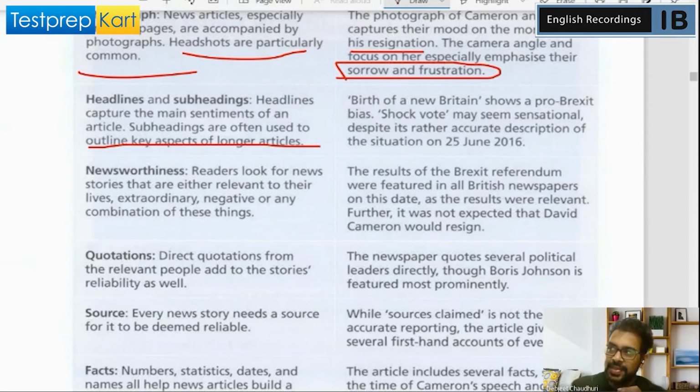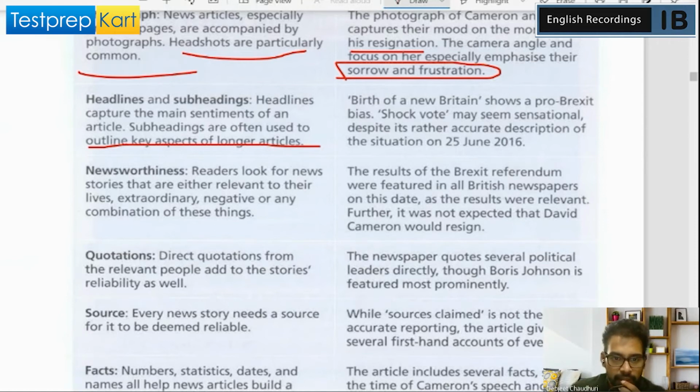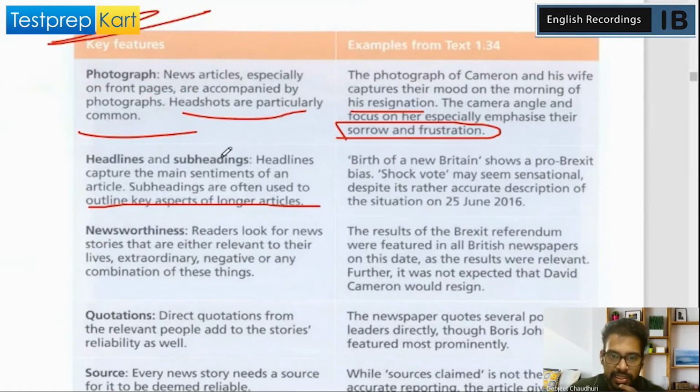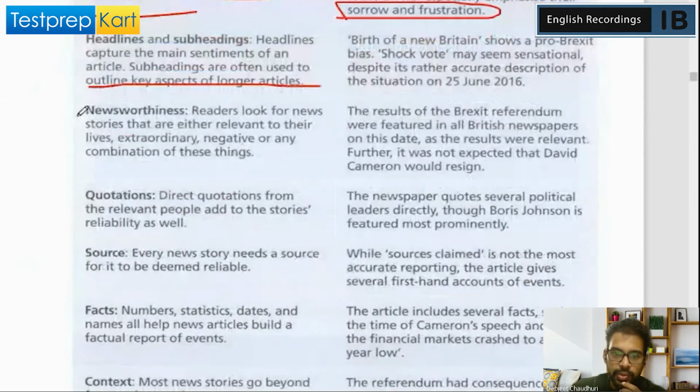So the topic is America leaving Afghanistan, and two articles: one pro, one against. These are the elements that should be there in the article: a photograph, headlines, subheadings, newsworthiness. Readers look for news stories that are either relevant to their lives, extraordinary, negative, or any combination of these things.